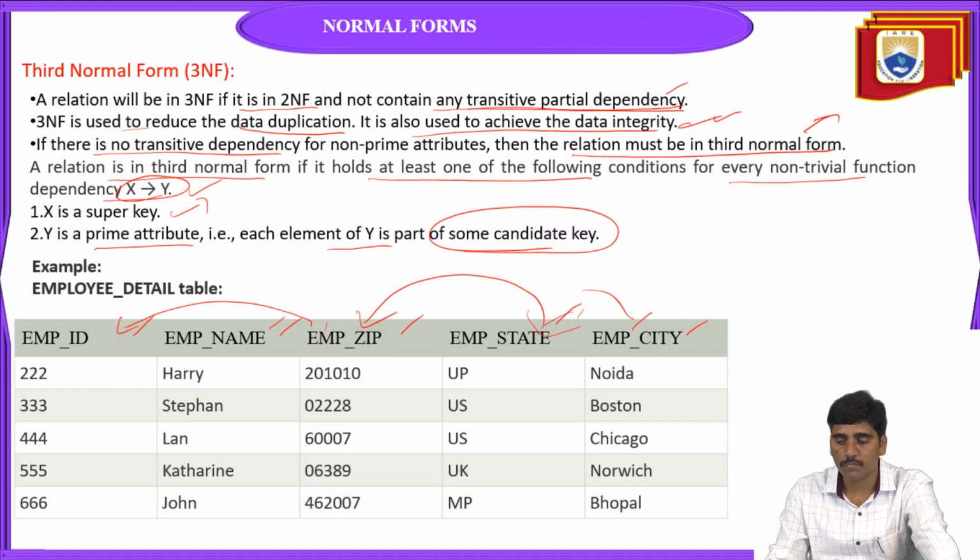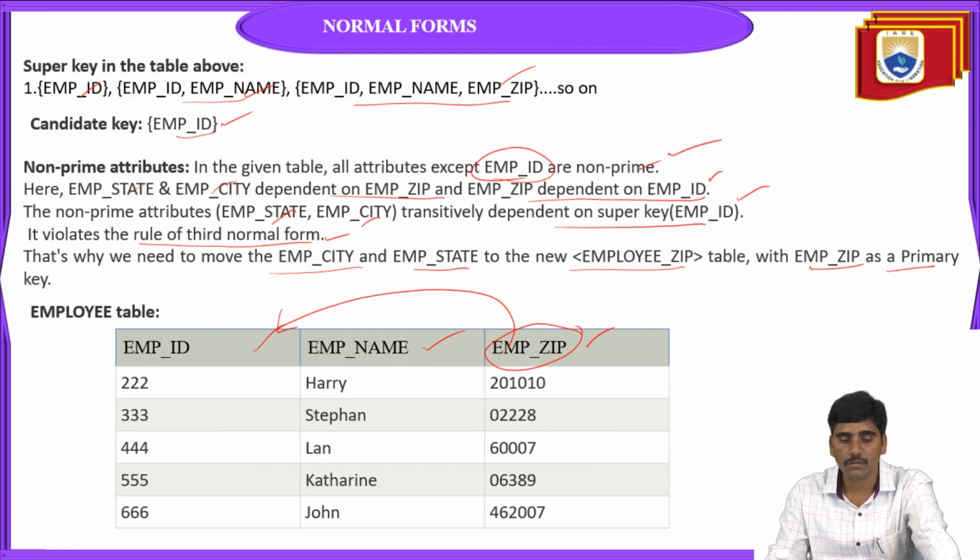And third normal form. In third normal form, the relation has no transitive dependency, and no other attributes are non-prime attributes. Here the candidate keys are dependent on determinants, and super keys are dependent.